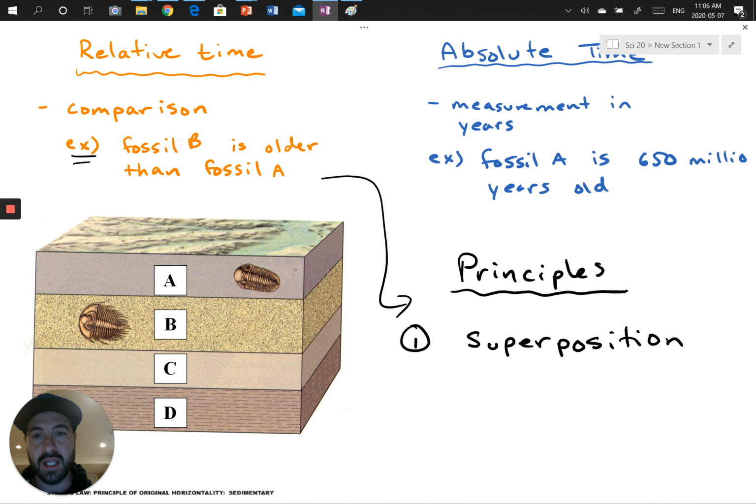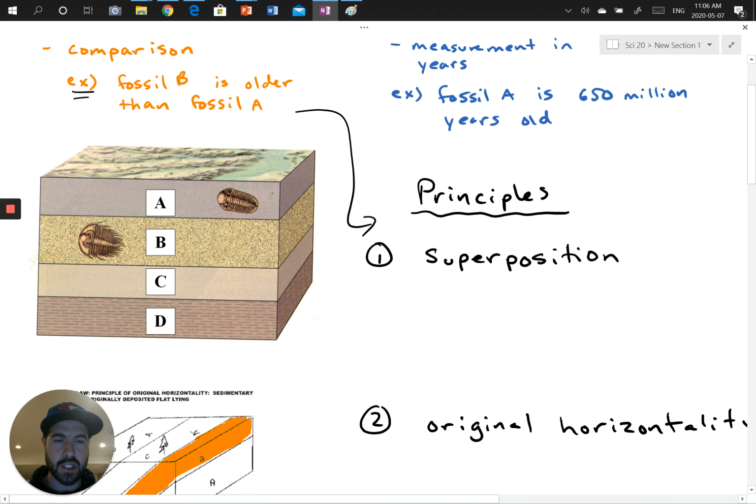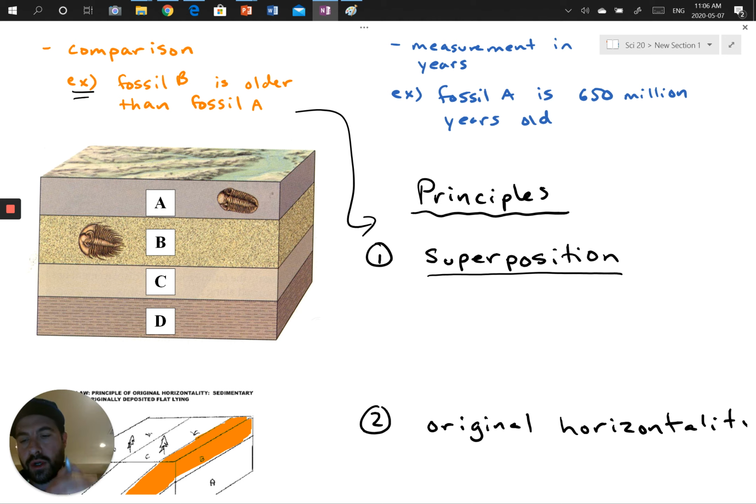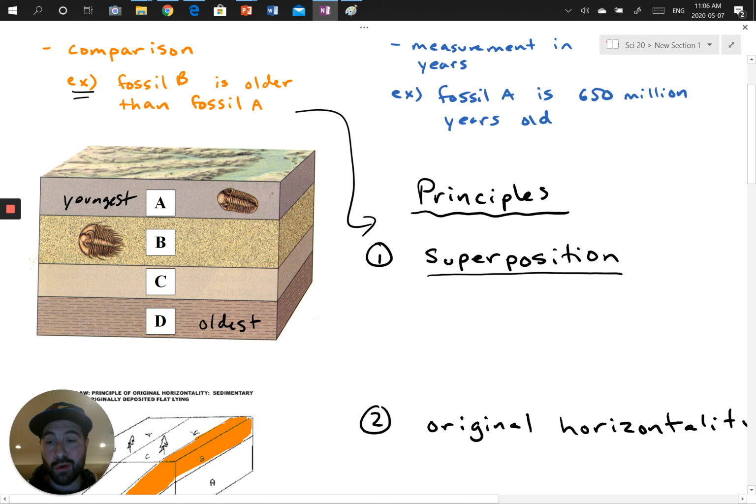So the first principle of relative dating seems like maybe the most common sense one, and that is the principle of superposition. All that means is that rock layers that are older are deeper. So in this diagram right here, this would be the oldest layer, and layer A would be the youngest. An example is like you throw laundry in the laundry hamper. The oldest laundry is at the bottom of the laundry hamper. The youngest is at the top. And that one's kind of common sense.